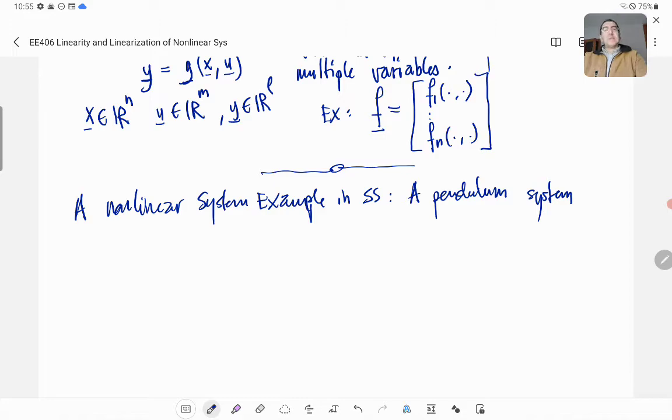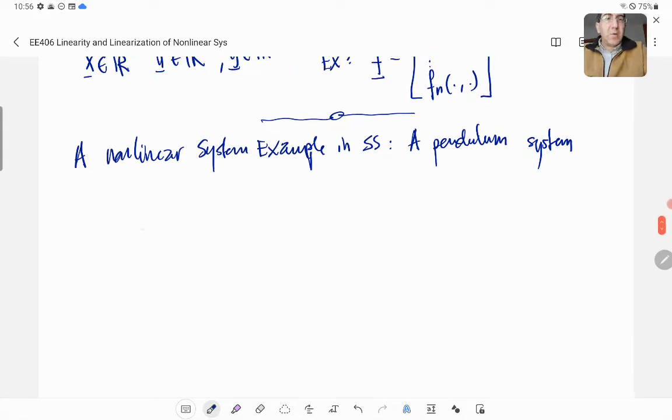It's also a system that is very common in many engineering systems because you can have a pendulum and you can have an inverted pendulum, and these have a lot of applications in control theory. Okay, so we will define this system actually as a system with input.